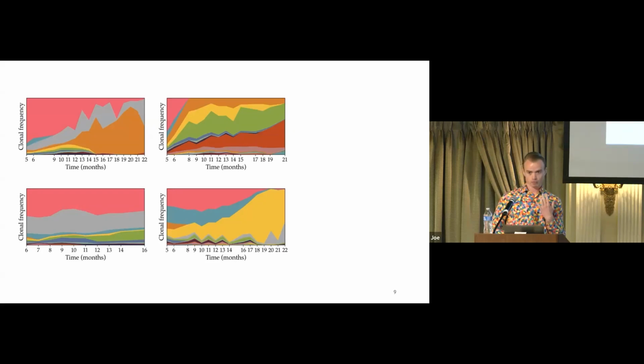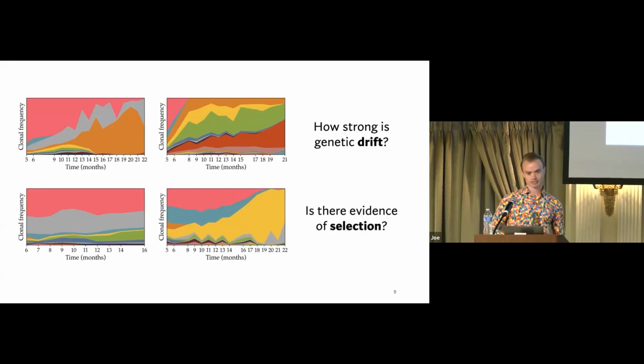So the first thing I want to understand is how strong is genetic drift in the clonal dynamics we see here. We see that the pink clone has the capacity to change a great deal, and maybe we believe that the small clones are undergoing less drift. How can I quantify that rate of drift and say for sure whether there is evidence that clones are behaving differently from one another? And then the second thing I want to ask is, is there evidence of selection?